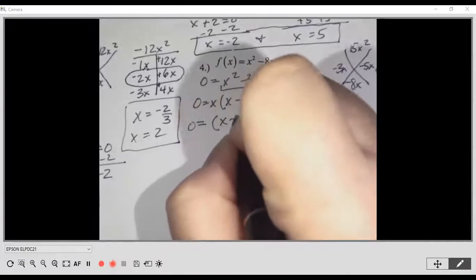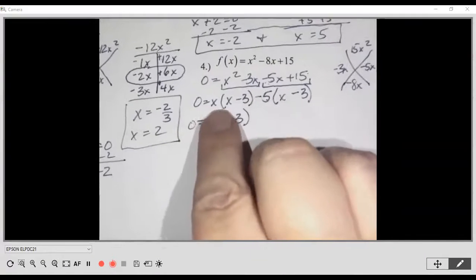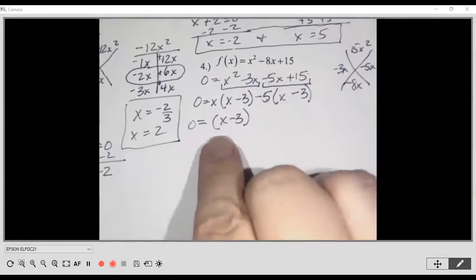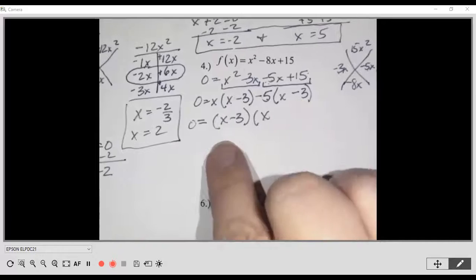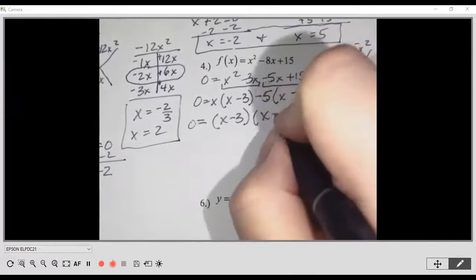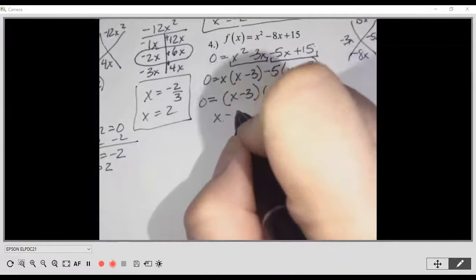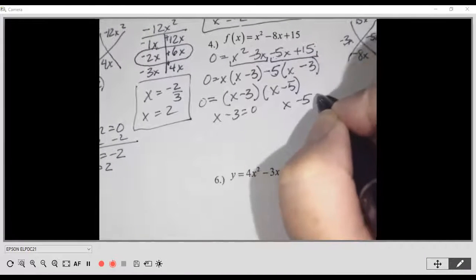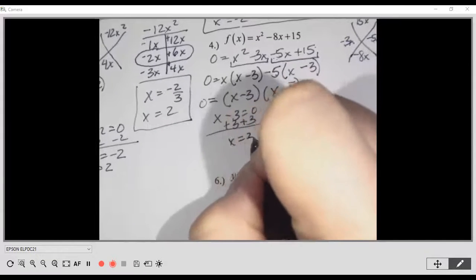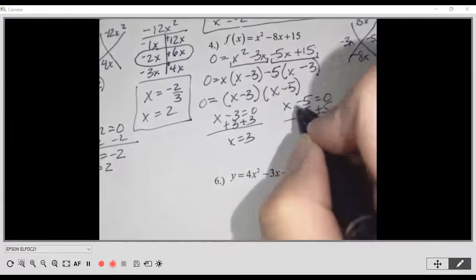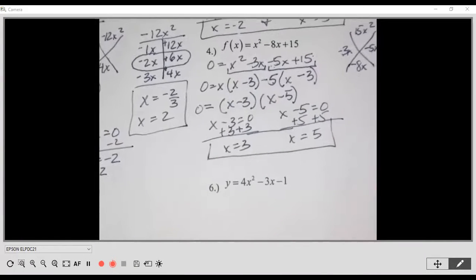0 equals the quantity x minus 3. And then what's left over in this one? The first term, x times the quantity x minus 3. I factored out x minus 3, so that leaves me with x. In my second term, once I factored out the x minus 3, it leaves me with -5. Then I have two options, either x minus 3 equals 0 or x minus 5 equals 0. Add 3 to each side to get x equals 3. Add 5 to each side to get x equals 5. So x equals 3 and x equals 5.